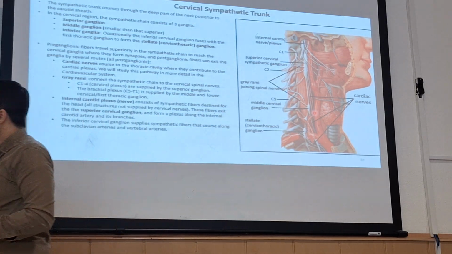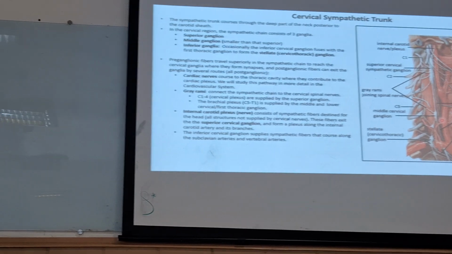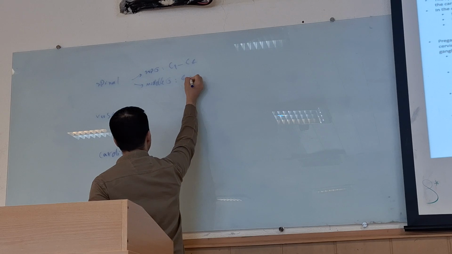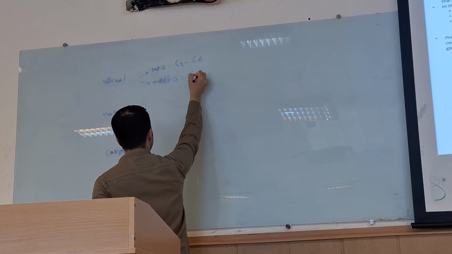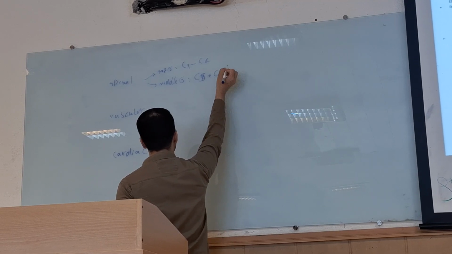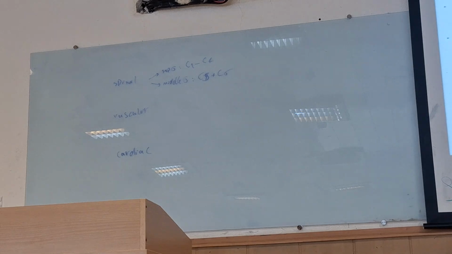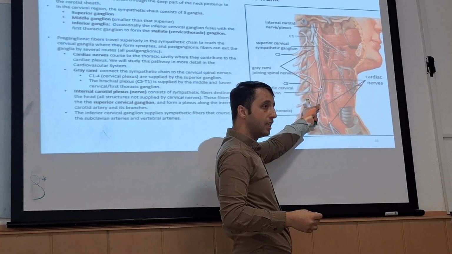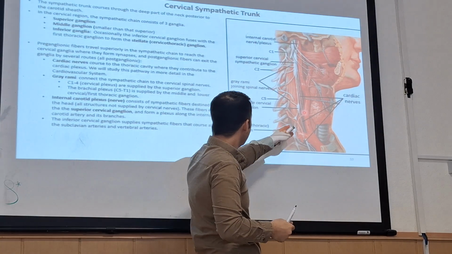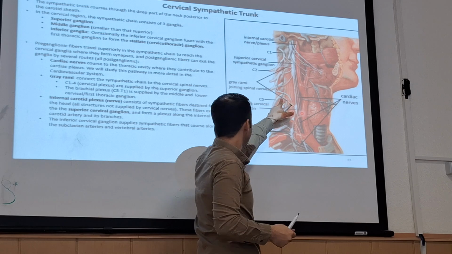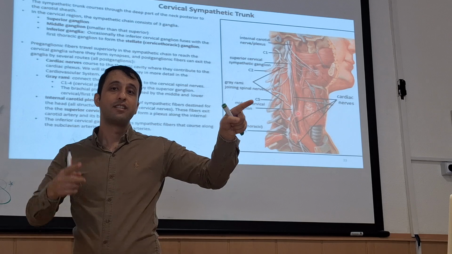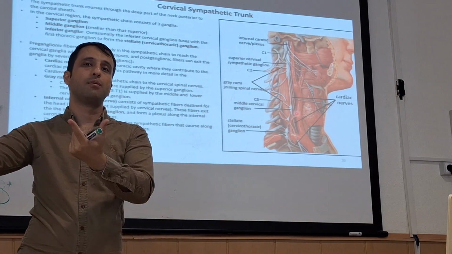The spinal branch from the middle ganglion goes to C5 and C6. Look at here. It is the middle. Middle is the smallest of the ganglia. They go to C5 and C6, to the brachial plexus.